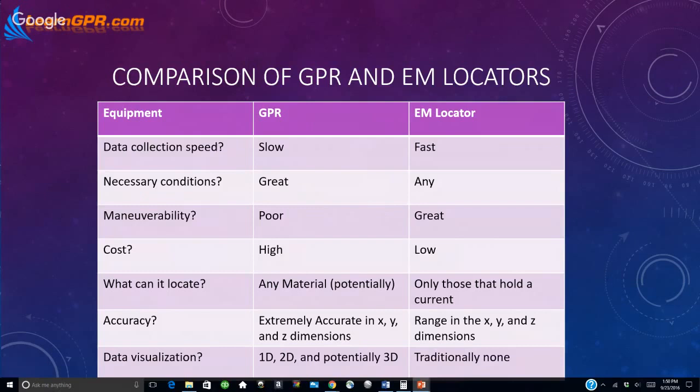What can it locate? Here's where GPR really shines. GPR can locate any material potentially, as long as that material has a contrast with the material that it's embedded in. And in many cases, you actually don't need to locate the material you're looking for. Take pipes, for example. Often you don't need to locate the pipe. I have located clay pipes embedded in clay soils, and there's very little difference between the clay pipe and the clay soil. It didn't matter. I was able to locate the air inside the pipe.